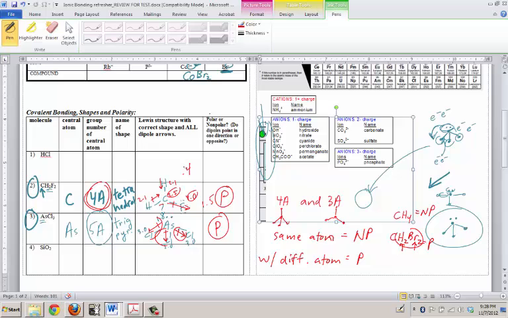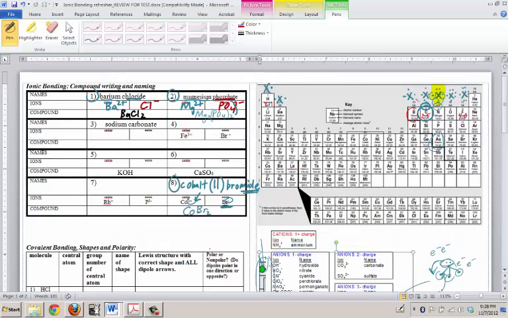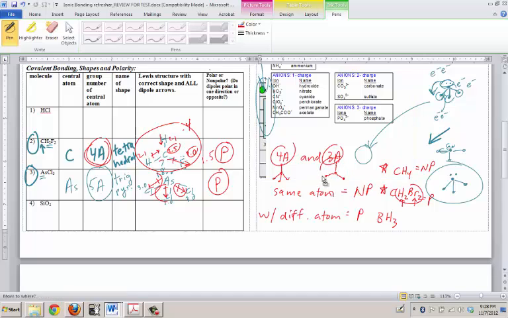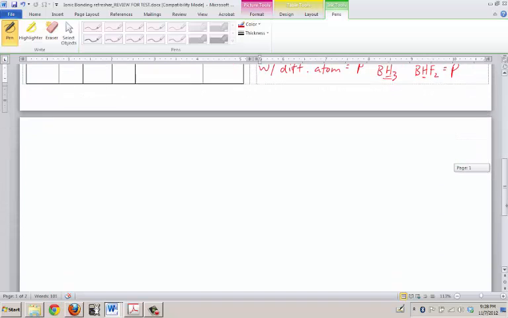The dipoles, as you saw in the previous example, get a little complicated to analyze. So this rule of thumb works every time. For 4A and 3A, we'll look at a couple more. Like BH3, this is a 3A, so here's boron, it's in 3A. It's going to make this shape here. Same atom attached, it's going to end up being nonpolar. But if you change that up, if you have two fluorines and one H, it's going to end up being polar. So we could show some quick scratch work here. BH3 and BHF2.